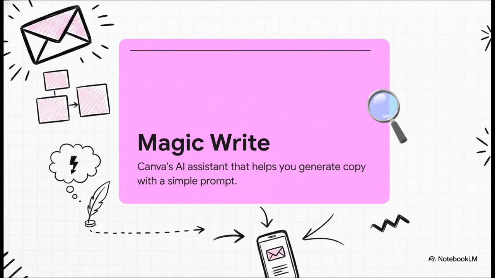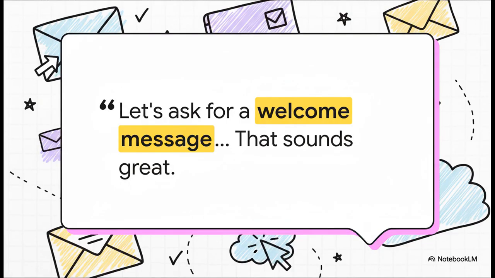Okay, but what about the words themselves? I mean, if you have ever stared at a blank page with writer's block, this next part is for you. It's called Magic Write, and it's Canva's AI-powered assistant that helps you generate copy. I'm talking everything from headlines to full paragraphs, all from just a simple prompt. So, for example, you could literally just ask it for, say, a welcome message. Something like, write a short, friendly welcome for a new subscriber. And boom, just like that, it generates the copy for you. And when it sounds great, you just pop it into your design, style it to match everything else, and you're done. It's a massive time saver.